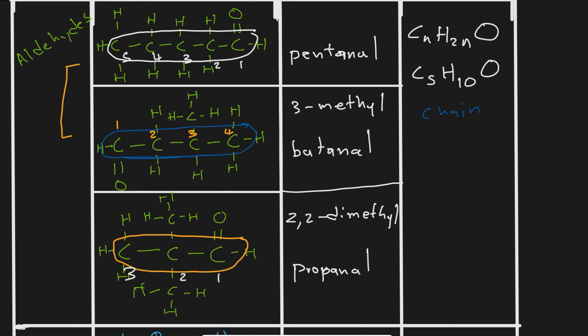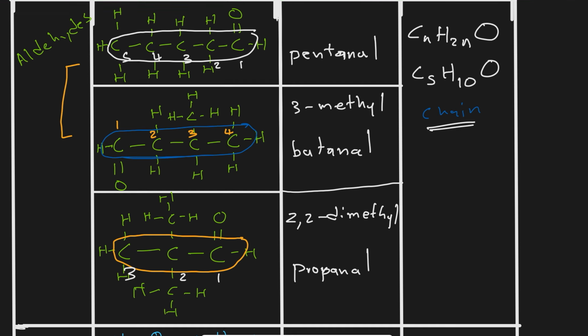And then if we also look at this, we're also going to have a chain isomer, since the main chain is not the same. So remember, for aldehydes, you cannot have the positional isomer, because this functional group is always on the same carbon. You only have the chain isomer on the aldehydes.